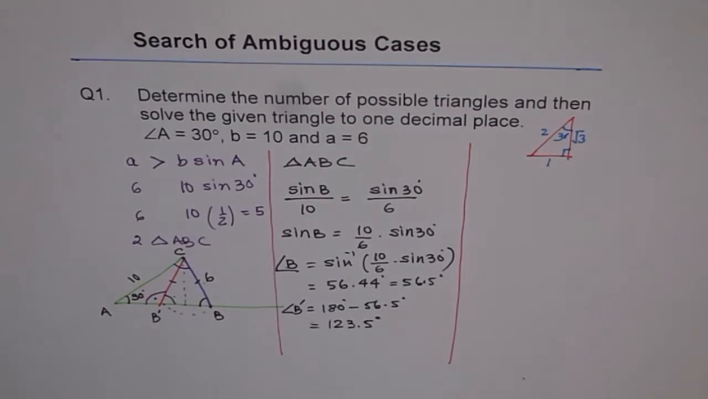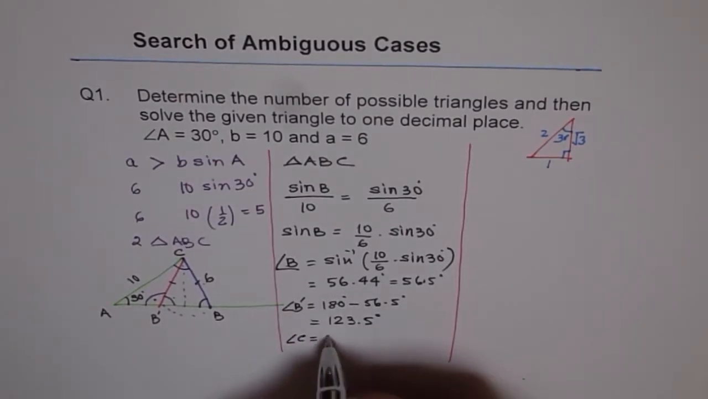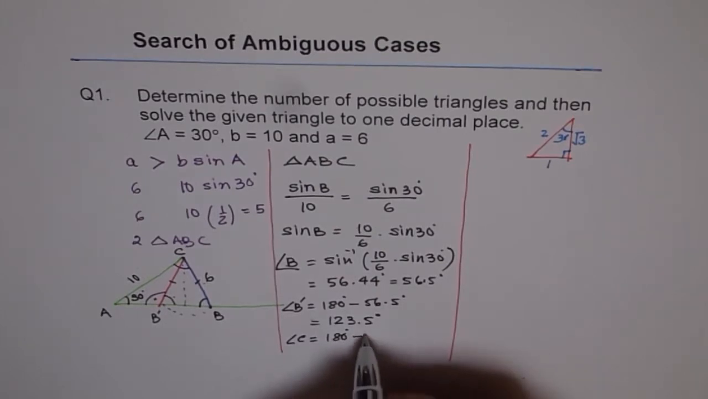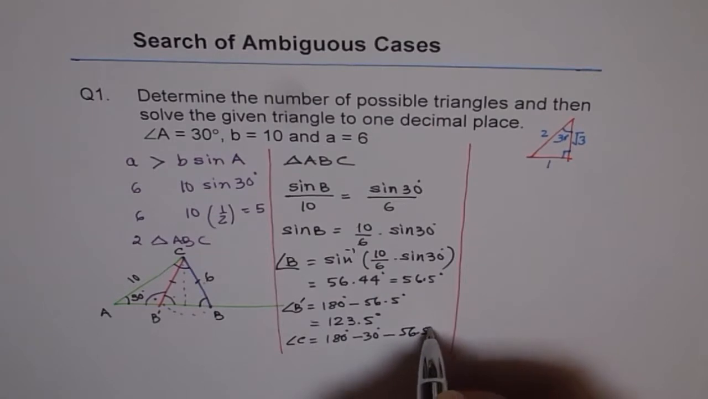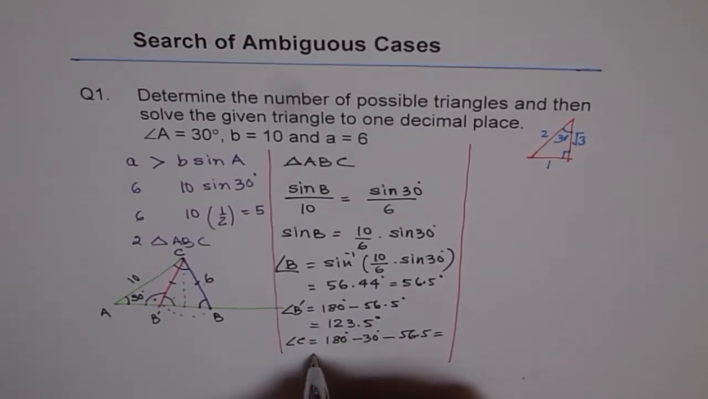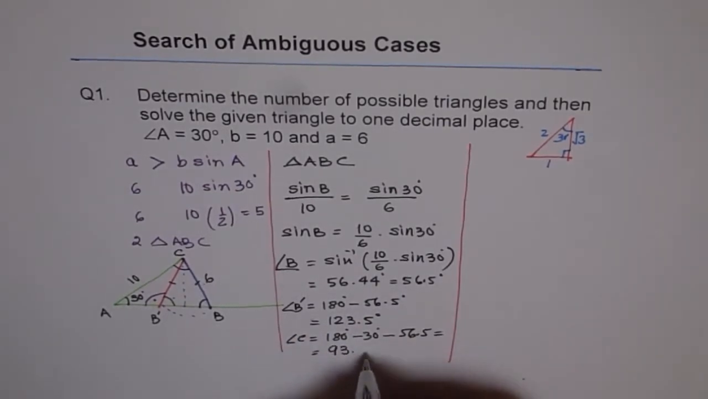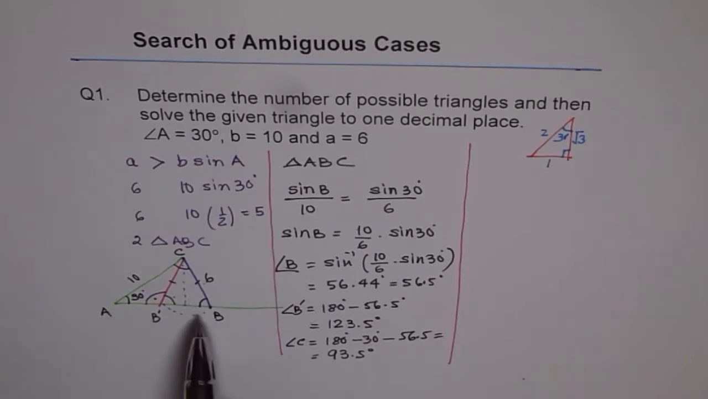Let's find now angle C for triangle ABC. Which we can do here itself. Angle C is equal to 180 degrees minus 30 degrees minus 56.5, and that is equal to 93.5 degrees. So we get angle C equals 93.5 degrees, correct? So that way we have solved the bigger triangle ABC.